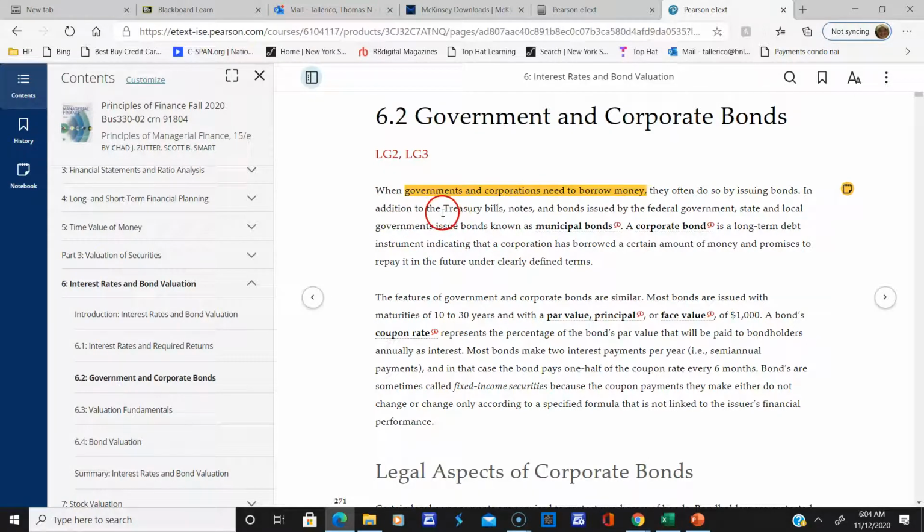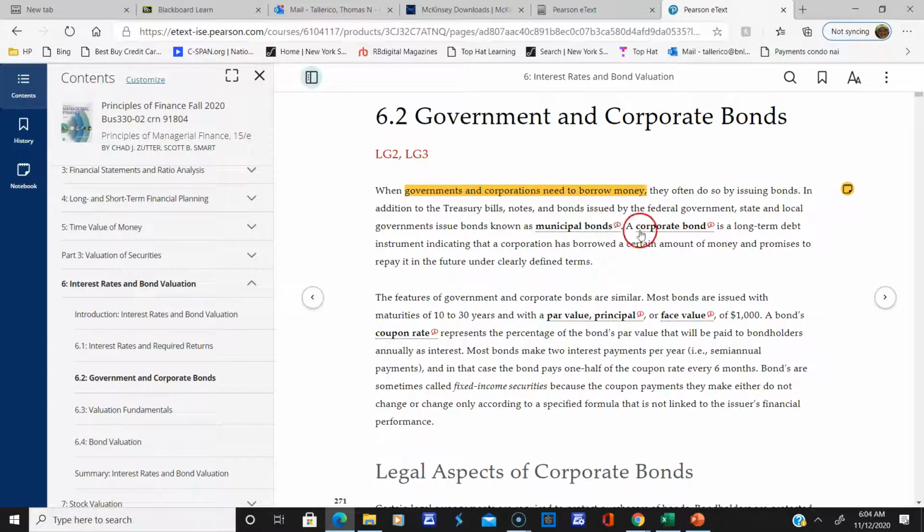In addition to the T-bills, notes, and bonds issued by the government, state and local governments issue bonds known as municipal. Now, I own municipal bonds. Okay, I'm in a municipal bond fund, and it's triple tax free. I don't pay state, local, or federal taxes.